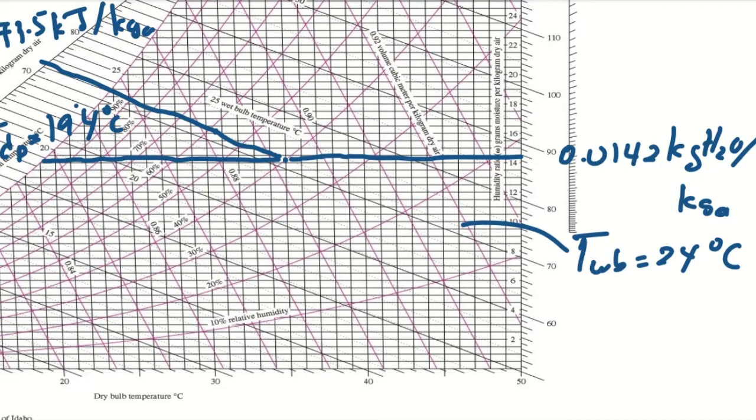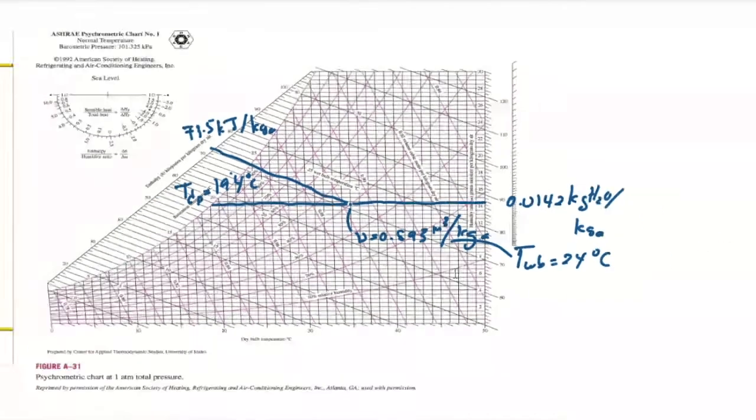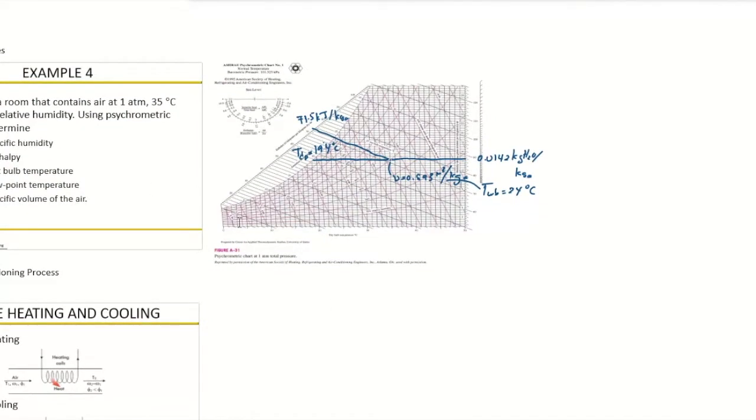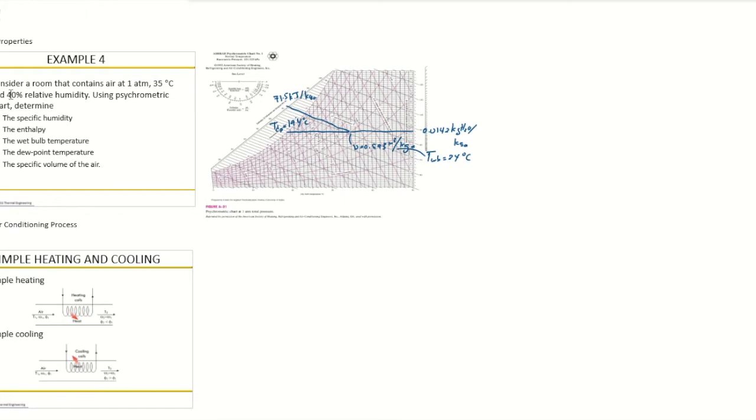The last one is specific volume. Specific volume is this red color, 0.88, 0.9. So this red color line in between these two is 0.89. So what is the value? This is 0.895. So maybe this one is 0.893 meter cube per kg. Right, so that's how we find the properties of air.